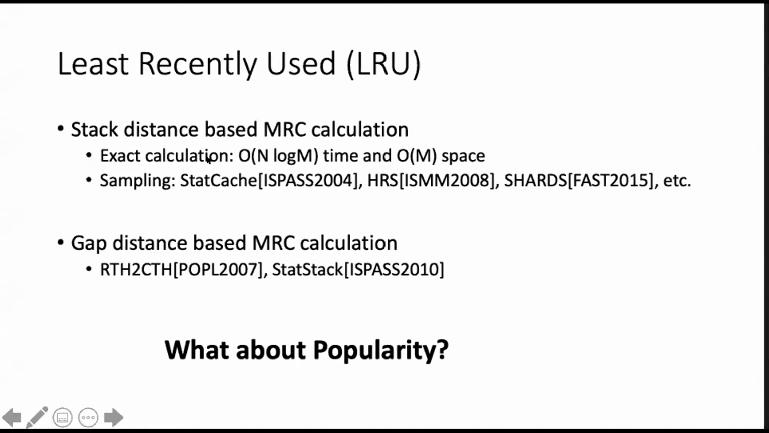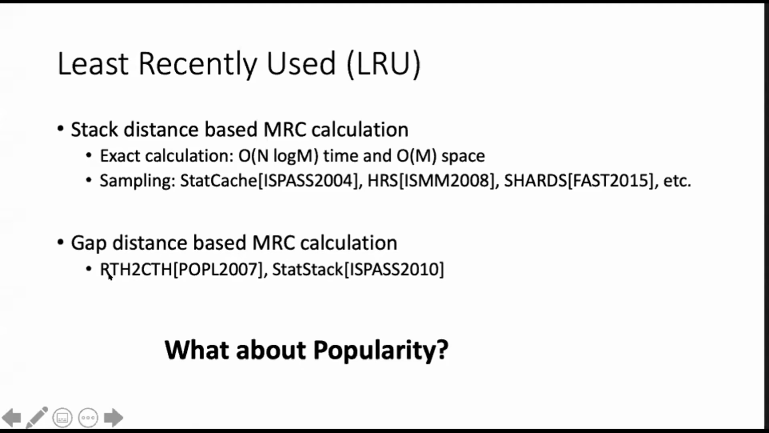Apart from the exact calculation, we have sampling algorithms to make it faster. For example, SHARDS and others are all sampling algorithms which use sampling techniques to construct the MRCs.